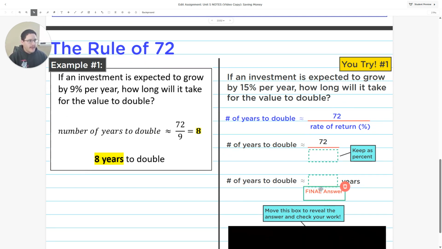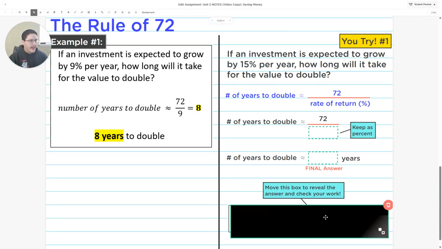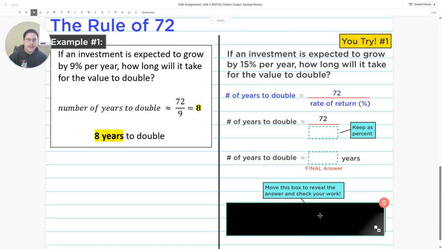Go through this problem, fill out the blanks, and move this box right here to see if you're doing everything correctly. So I'm going to read the problem, and after I read, I would like y'all to pause the video and try this problem on your own.